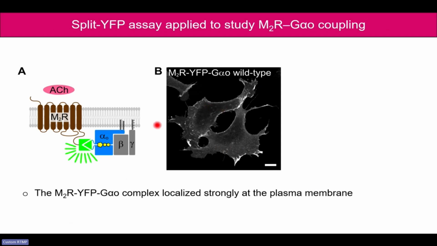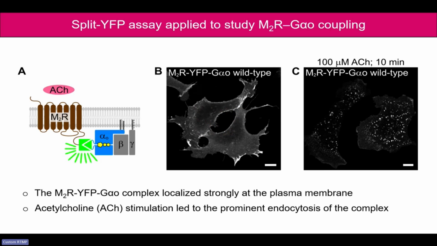So when you do the split YFP for the muscarinic 2 receptor and G-alpha-O, you clearly see that the fluorescence is at the plasma membrane on the cells, and you barely see some intracellular localization of the fluorescence. Most interestingly, what happens is when you stimulate the cells. So now we stimulate the cells with acetylcholine, and you see that this prominent plasma membrane localization just changes dramatically, and you see the appearance of many, many hundreds of vesicles in the cell.